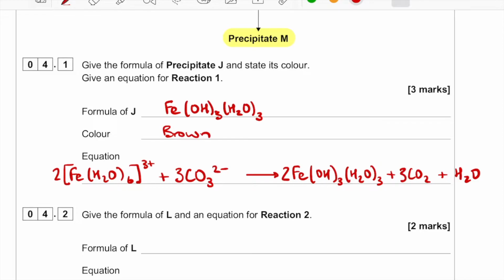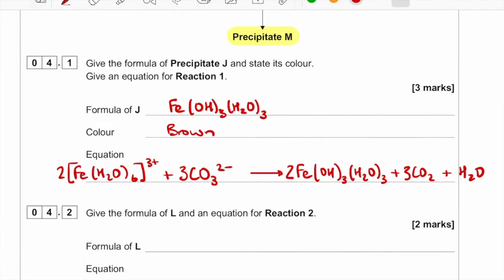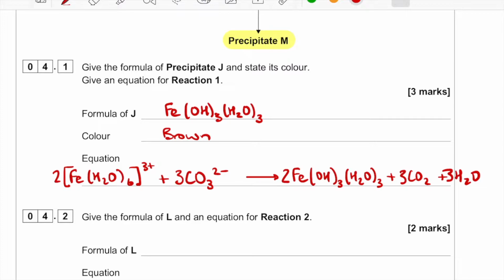And then if I just do a quick tally of what's left over, well, I'm taking 1 oxygen from each of the carbonates, so that it results in carbon dioxide, and I'm taking 3 hydrogens from each of the metal hexaions, so I am going to have 3 water molecules at the end. So I think charge is a really useful way sometimes of balancing equations such as this.